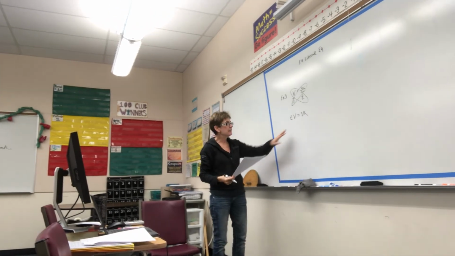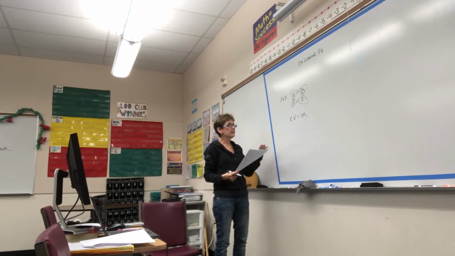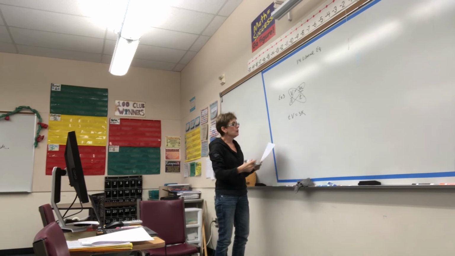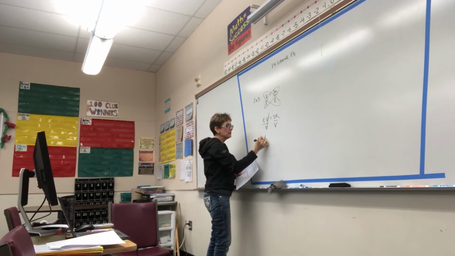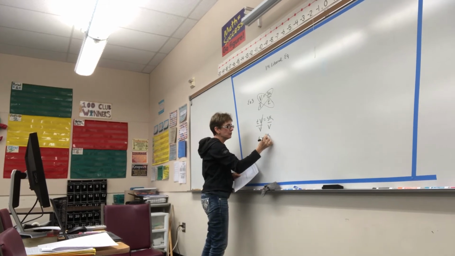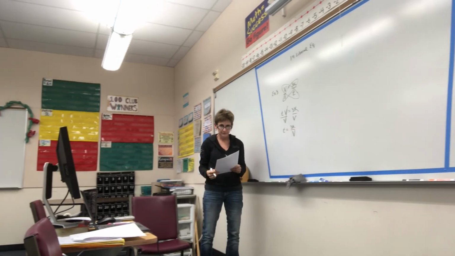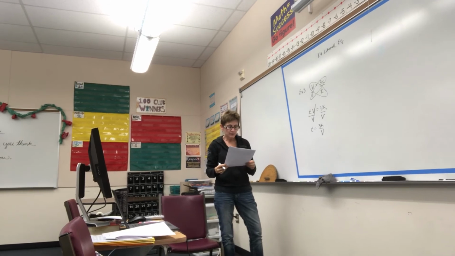And then to isolate the T, I would say, what is the opposite of multiplying by V? Well, that would be dividing by V, and then I'm going to get T equals 3K over V. So that was example number 3.